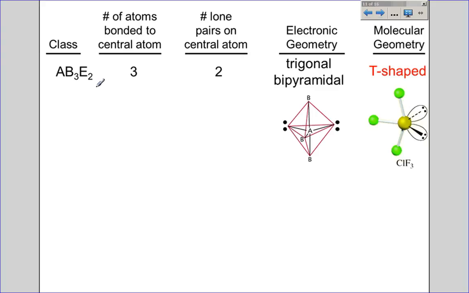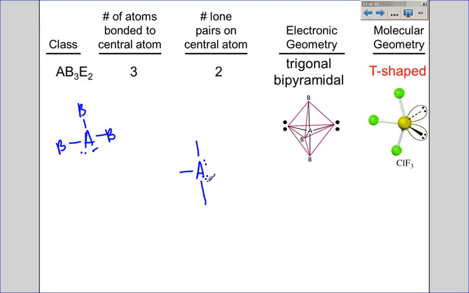In our next class, we have AB3E2. So in this case, we have 3 atoms attached, and we've got 2 lone pairs. Now, in this geometry, the electron pairs, again, are going to be in the equatorial plane. So our electronic geometry is trigonal bipyramidal, and the electron pairs themselves will repel one another, so they will want the greatest distance between each other, which is best in the equatorial plane, because the lone pairs themselves will be at an angle of 120 degrees.